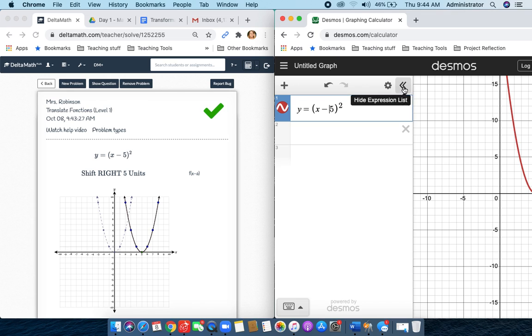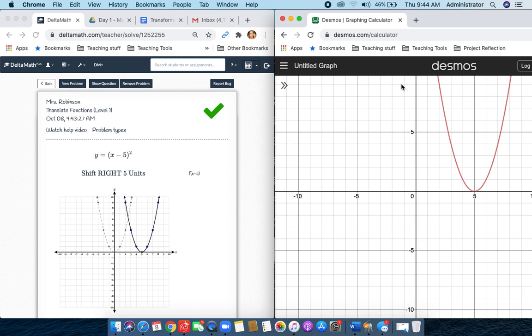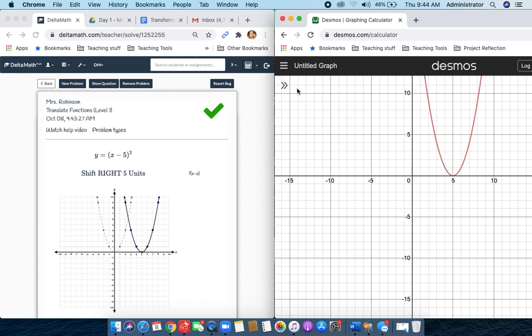Remember, guys, by the way, if you haven't caught on yet, you can hit these 2 arrows and then that'll disappear and you can see better. And then you can always make it come back. Okay?